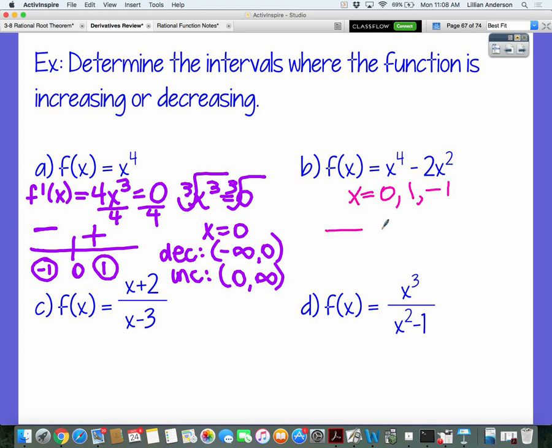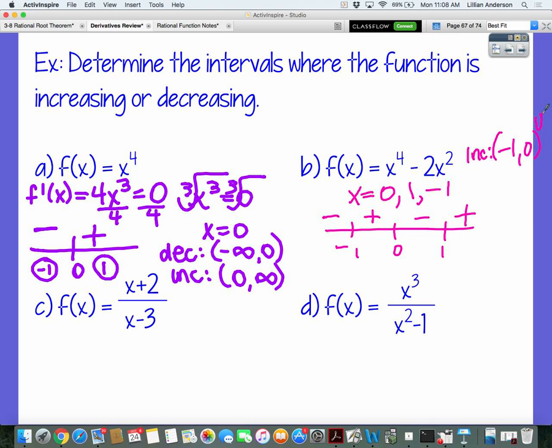Zero. Okay, so when you made your number line, you had negative 1, 0, and a positive 1, and you had to pick numbers amongst each side. So what was here? Negative, positive. So right here, this lets you know that you're increasing from where to where? Negative 1 to 0, and you have brackets around that.